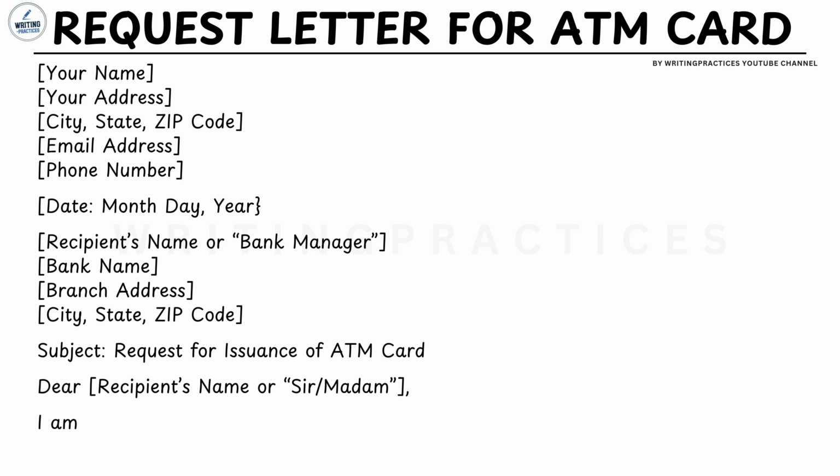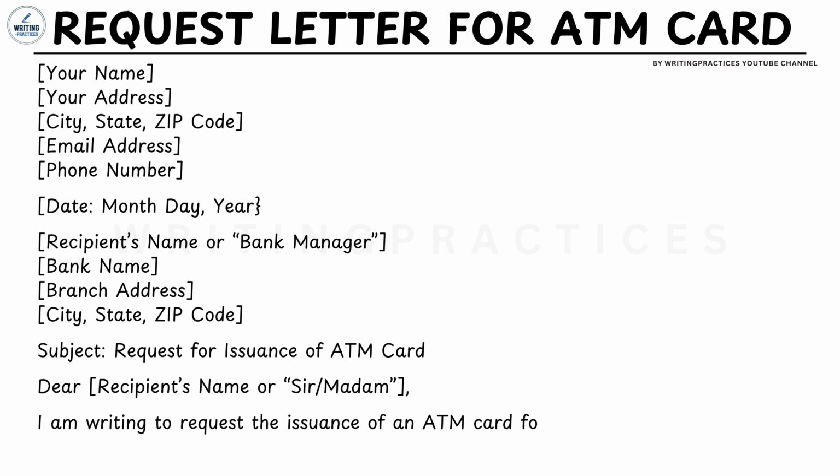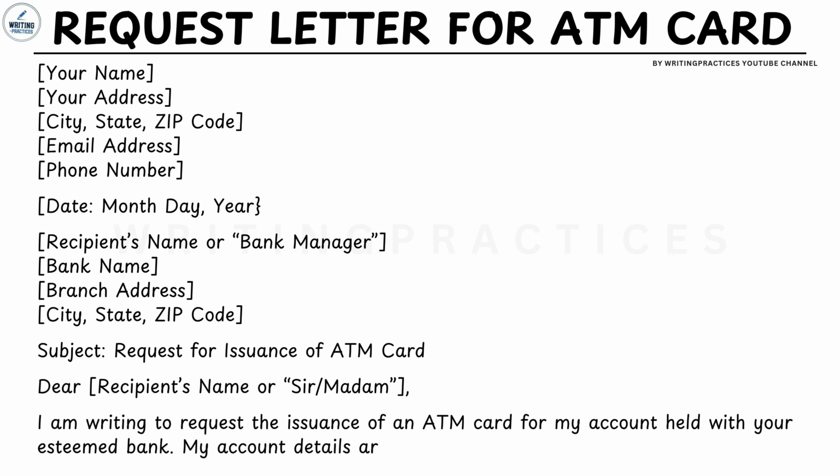Opening paragraph. The opening paragraph introduces the purpose of your letter. For instance, I am writing to request the issuance of an ATM card for my account held with your esteemed bank. My account details are as follows. This section is short and to the point, stating your intention and signaling the start of the request. The reference to your account ensures the recipient knows exactly whose records they need to review.